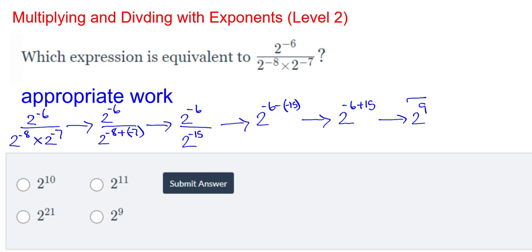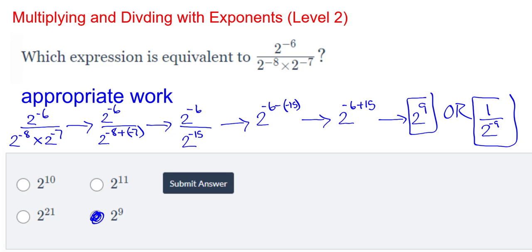9's a pretty big exponent, so they're probably not going to have us multiply that out. But I do want to remind you that we could go ahead and write this as a negative exponent by moving base 2 to the reciprocal position, which is the denominator, and then changing that positive 9 to a negative 9. So 1 over 2 to the negative 9 would also be equivalent. But in this case, they have 2 to the power of 9, so we are good to go.